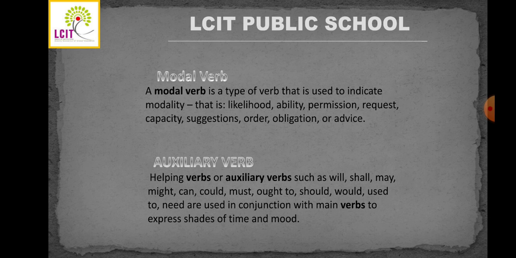Now we'll come to the auxiliary verb. What is an auxiliary verb? An auxiliary verb is also known as a helping verb, such as will, shall, may, might, can, could, must, ought to, and many other words which are actually helping verbs. These helping verbs are used in conjunction with a main verb. Verbs are of two types: one is the main verb, another is the helping verb. When we go further in this chapter, I'll explain all this.